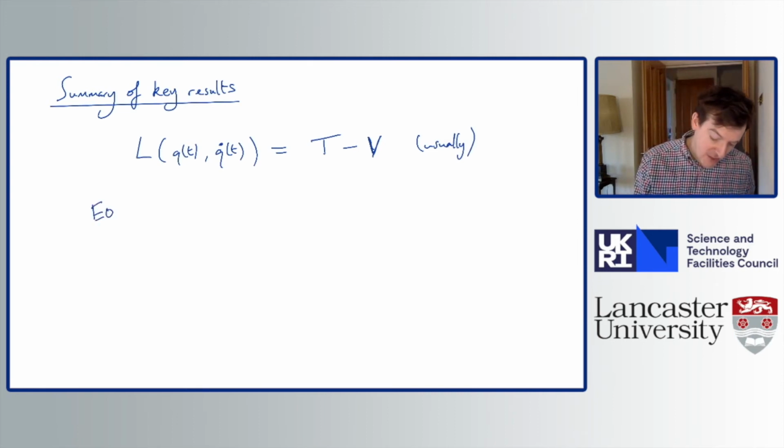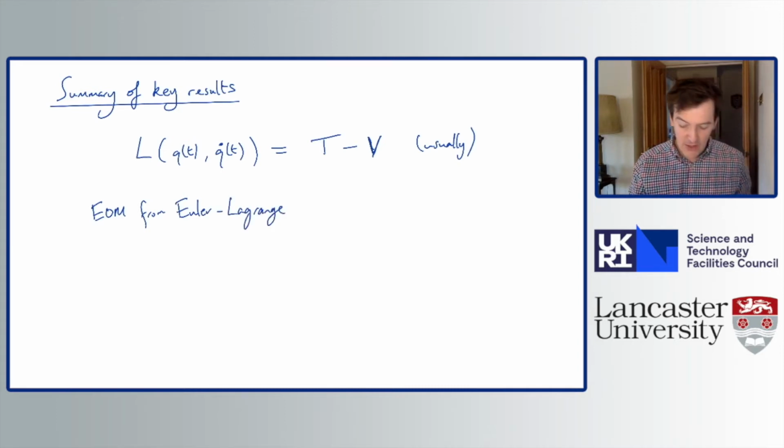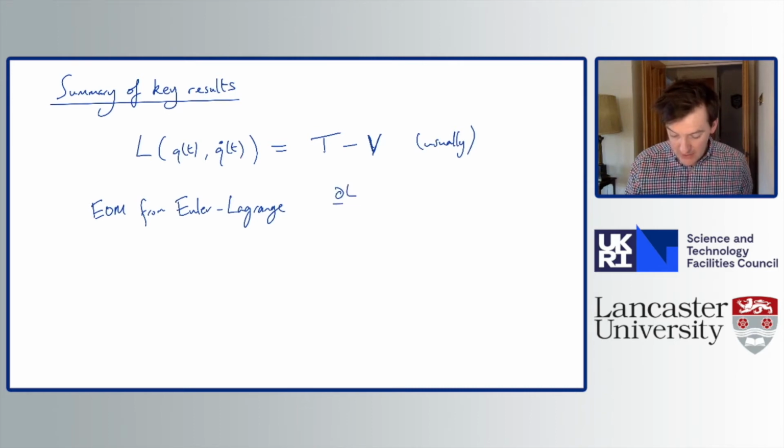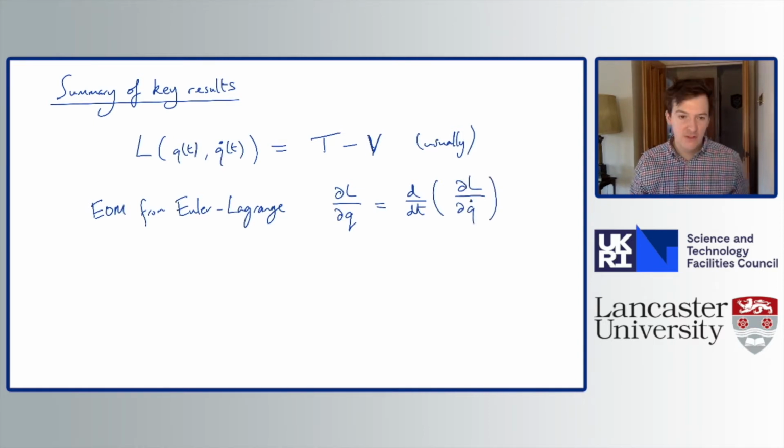And then once we have this Lagrangian, we can get the equations of motion for this system from the Euler-Lagrange equations. And the Euler-Lagrange equations are that the partial derivative of L with respect to q is equal to the total time derivative of the partial derivative of L with respect to q dot. So that's the Lagrangian, and that's how we get the equations of motion.